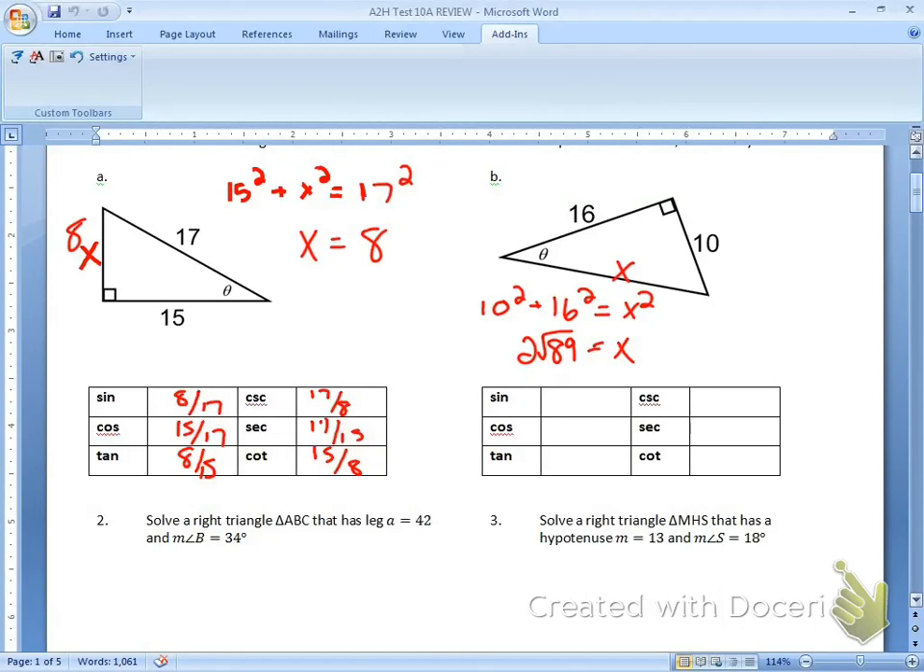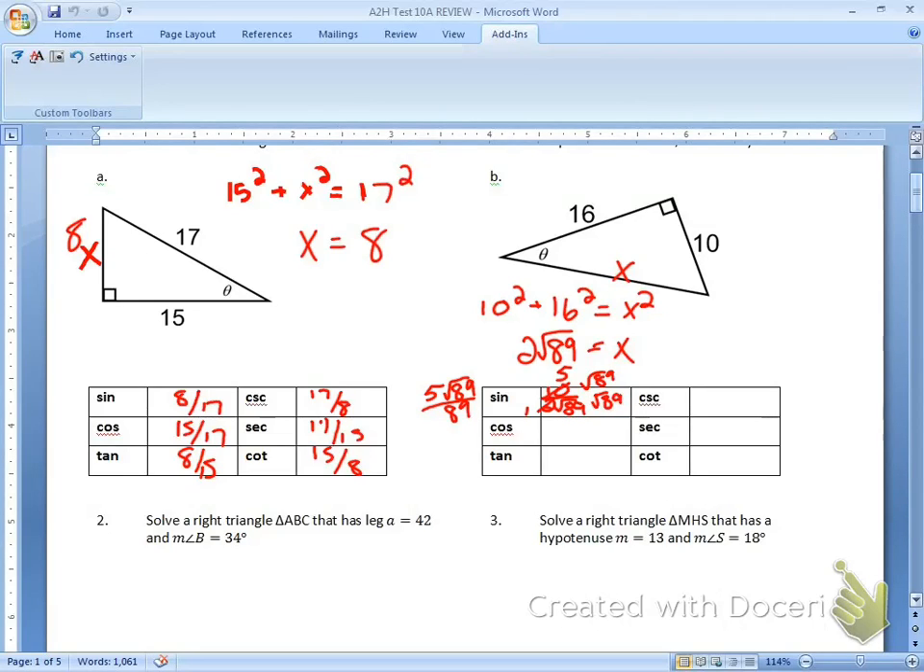So our sine is going to be 10 over 2 root 89, which we don't like. We need to simplify the 10 and the 2, first of all, becoming a 1 and a 5. And then we don't like the radical on the bottom either. So we have to get rid of the radical by multiplying the top and the bottom by root 89. So we end up with 5 root 89 over 89.